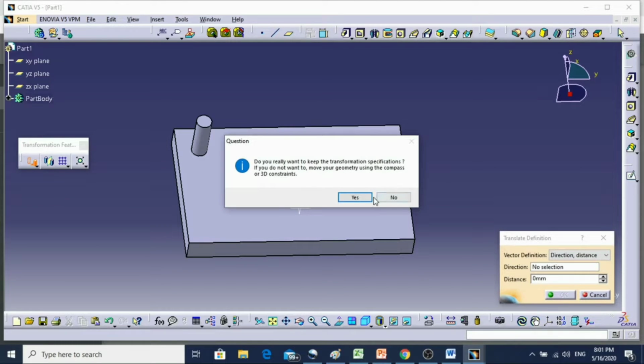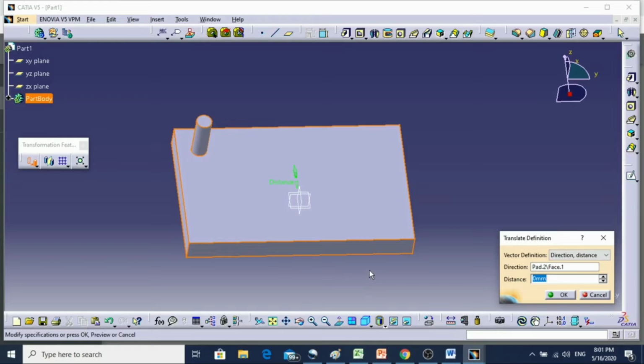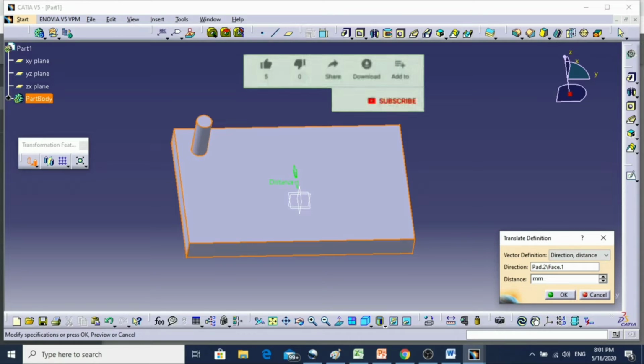We have clicked on this. We have taken this part. This is asking in this direction how many mm are required. Suppose I will write here 100 mm.